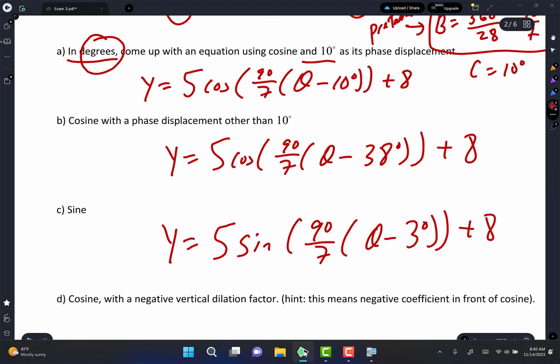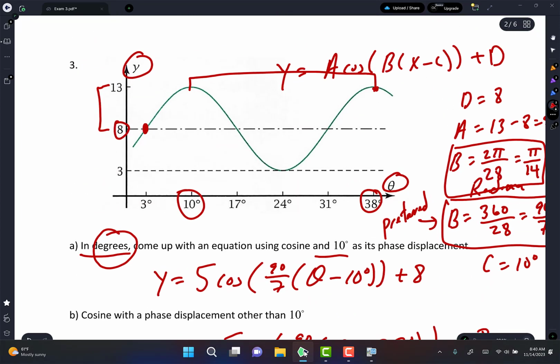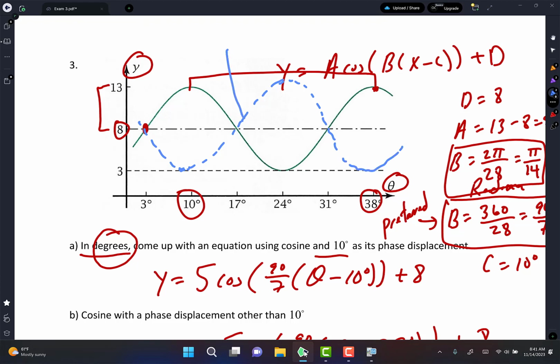And here we go, cosine with a negative vertical dilation. So here's where I do a different graph here in sky blue. I don't know if you guys remember. And I say, what if I wanted this equation in sky blue? Well, the green one and the blue one are the same. 5 cosine, it has the same period, same amplitude, same midline. So 90 over 7, theta minus 24 degrees, close, plus 8.